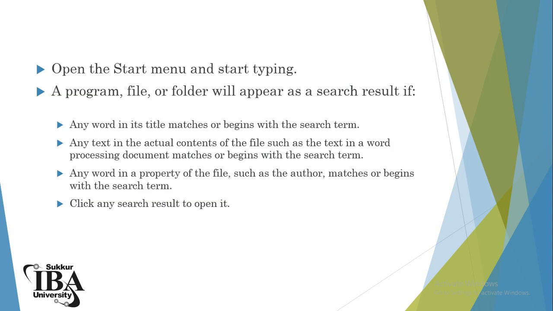How to use the search box? Open the start menu and start typing. A program, file or folder will appear as a search result if any word in its title matches or begins with the search term, if any text in the actual contents of the file, such as the text in a word processing document, matches or begins with the search term, or if any word in a property of the file, such as the author, matches or begins with the search term. Click any search result to open it.